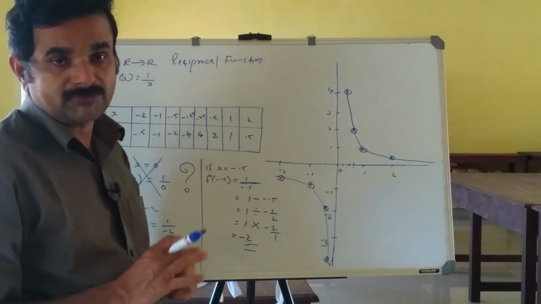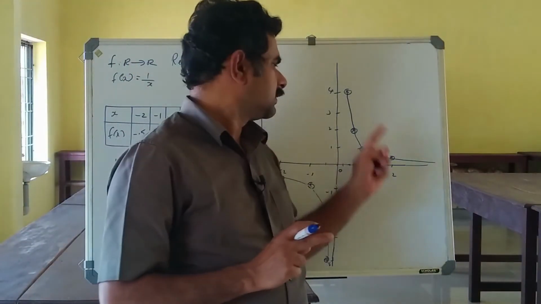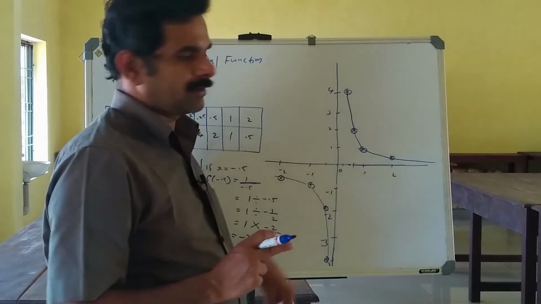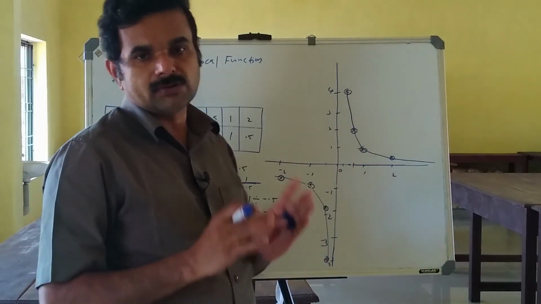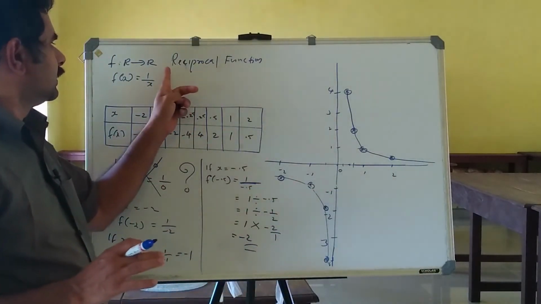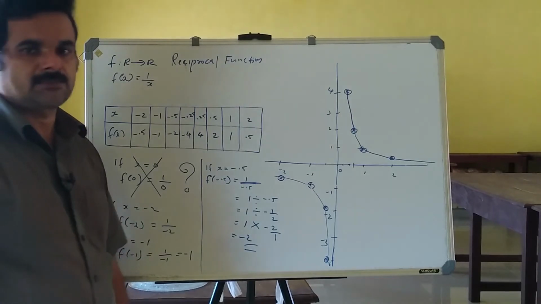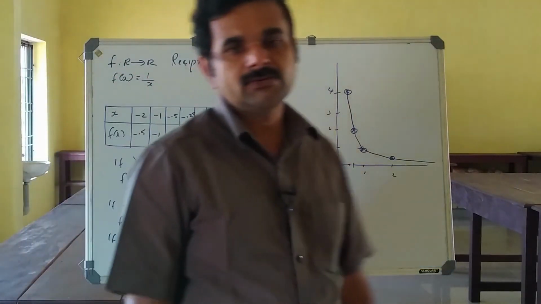Actually, this is a single graph, but it is split into two parts, a positive part and a negative part. Both parts look like a parabola. Anyway, this graph is called the graph of the reciprocal function. What is the reciprocal function? f(x) = 1/x.